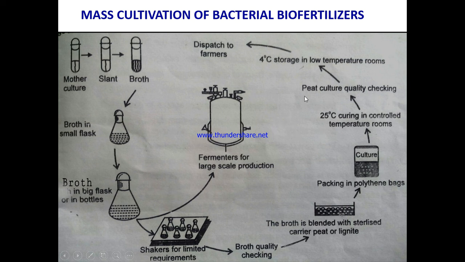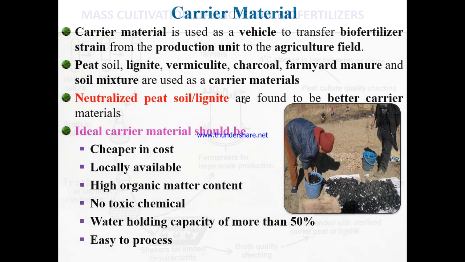And quality checking of this peat culture is done to ensure it has only the beneficial microorganism. It should not have pathogenic organisms, because this peat culture is what the farmers would be using, introducing it in the soil for enhanced fertility. Okay. So they are stored at 4 degrees centigrade at lower temperature, and then they are dispatched or marketed to the farmers.